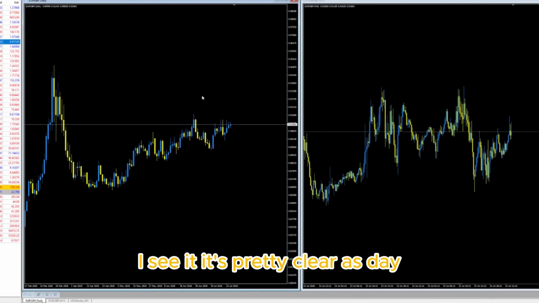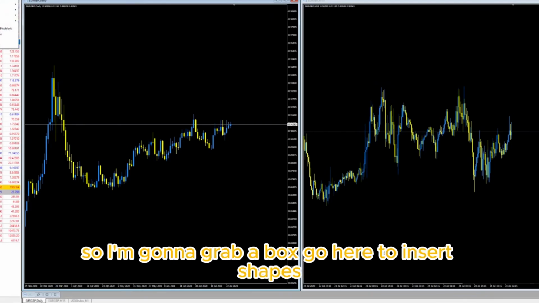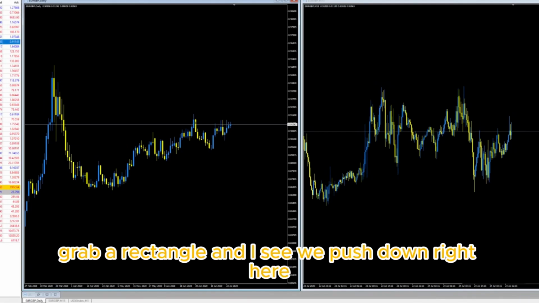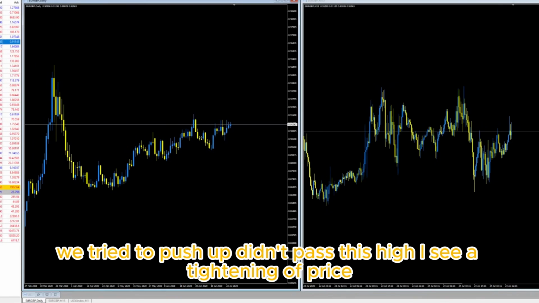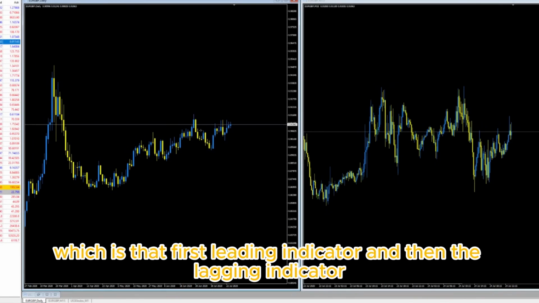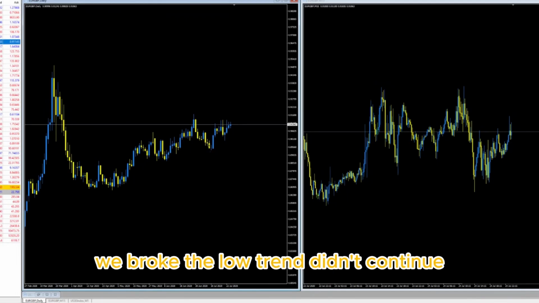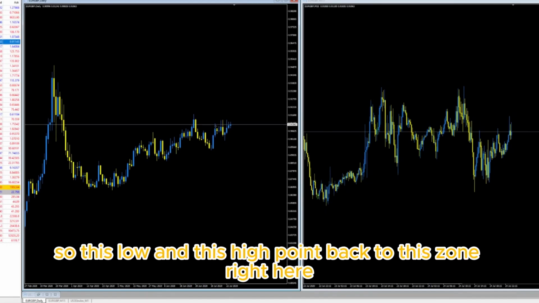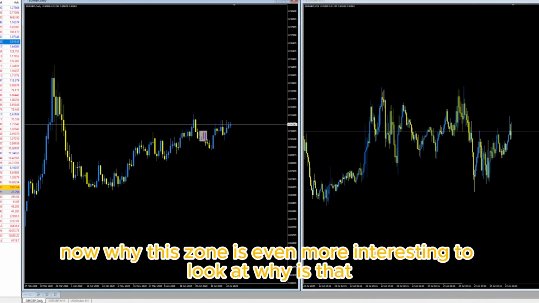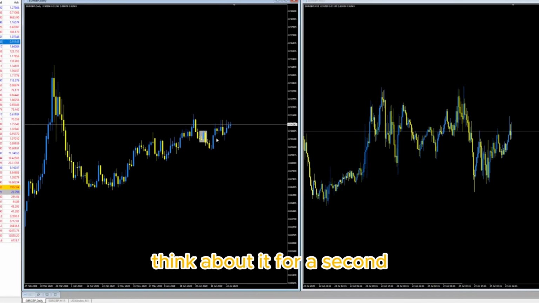I see it's pretty clear as day, so I'm gonna grab a box, go up here to insert, shapes, grab a rectangle. I see we push down right here, didn't pass this low, we tried to push up, didn't pass this high. I see a tightening of price, which is that first leading indicator, and then the lagging indicator: we broke the low, trend didn't continue, we whipped back up, broke the high. So this low and this high point back to this zone right here. Now, why is this zone even more interesting to look at? Think about it for a second.